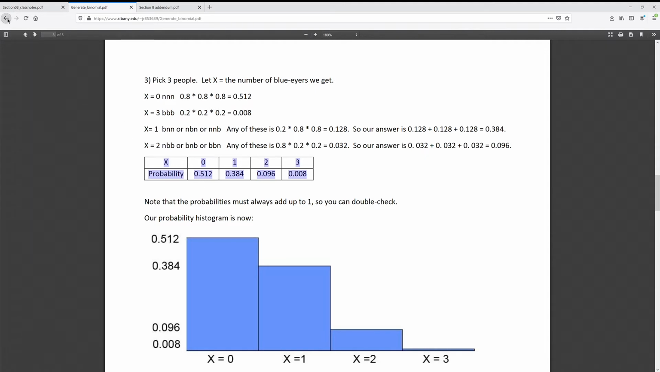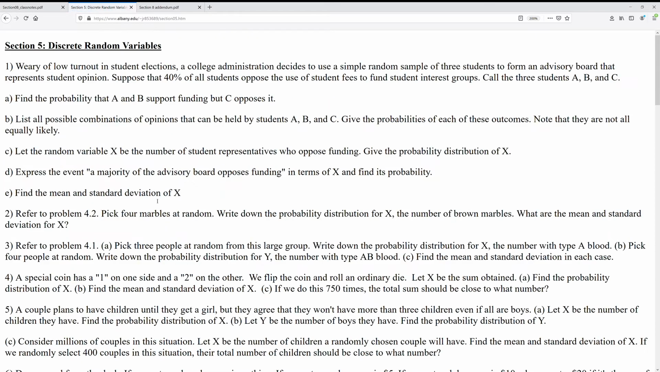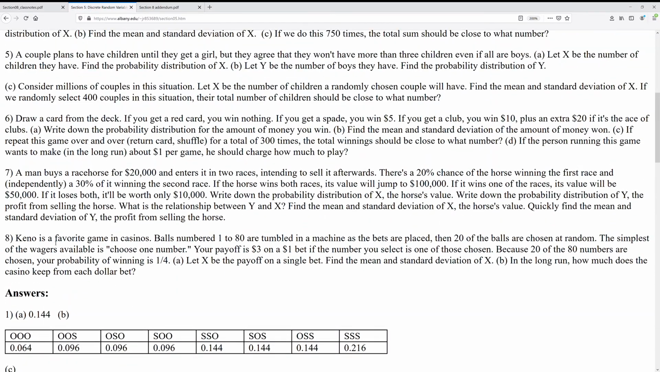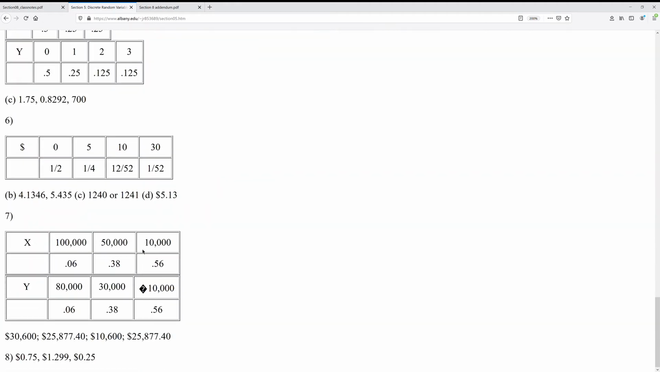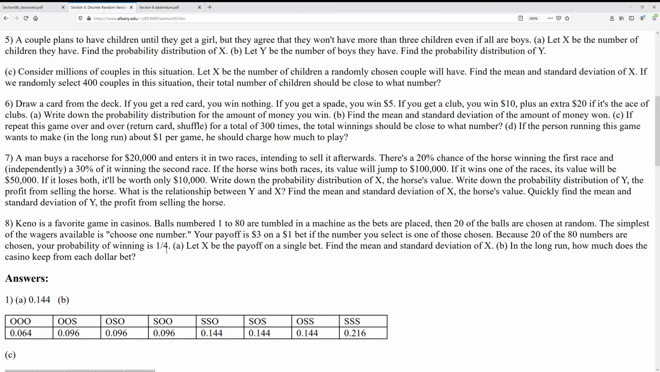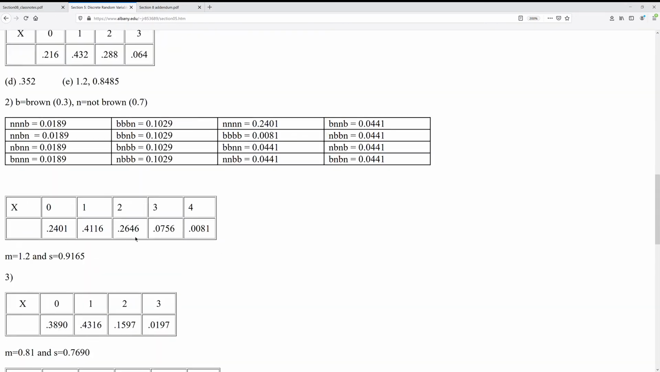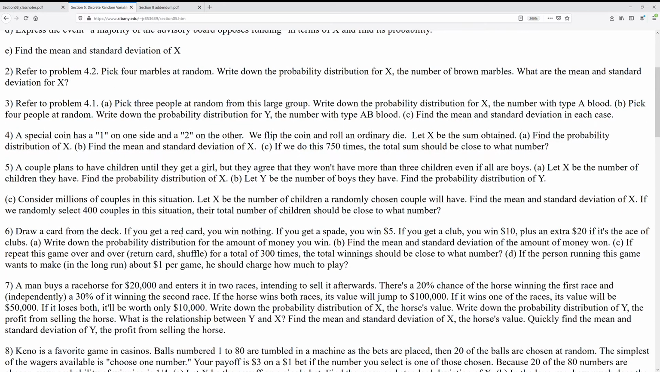Likewise, for the other examples that you didn't even have to compute in the first place, where they just gave you the charts, whether it was the chart for Keno. Let's see, do I have that below? Not really. So the Keno was a 1/4 chance that you're going to win $3 and a 3/4 chance that you were going to win nothing, something like that. Or the card in the deck, which was a little more complicated. So in the case of the card from the deck, red card you win nothing, spade you win $5, club you win $10, ace of clubs you win a total of $30.